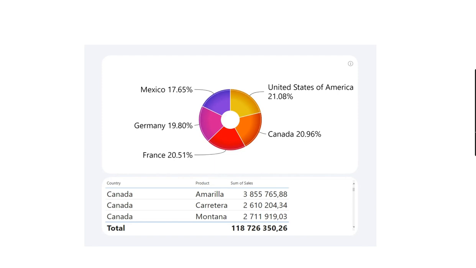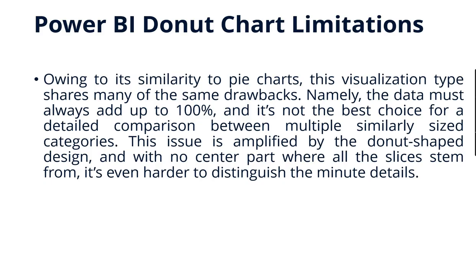USA had 21.0, Canada 20.96. So it is showing total and comparative sales for 5 countries. What are the limitations? Owing to the similarity to pie charts, the visualization type shares many of the same drawbacks. One is it always adds up to 100%. So it's not the best choice for a detailed comparison between multiple similar-sized categories. This issue is amplified by the donut-shaped design, with no corners and no center part where all the slices stem from. So it's even harder to distinguish the minute details.